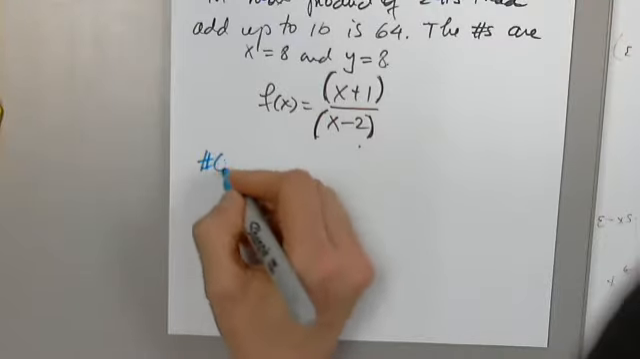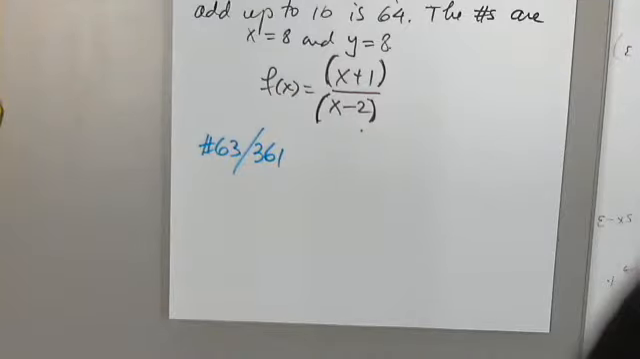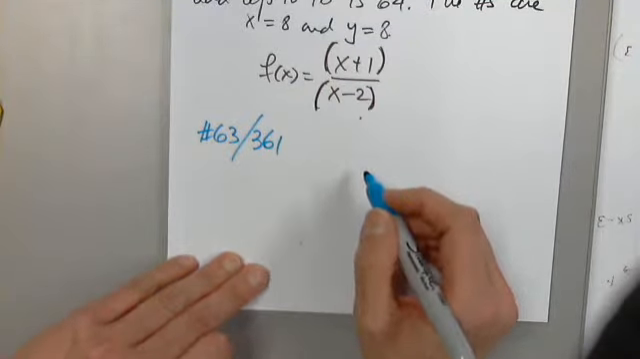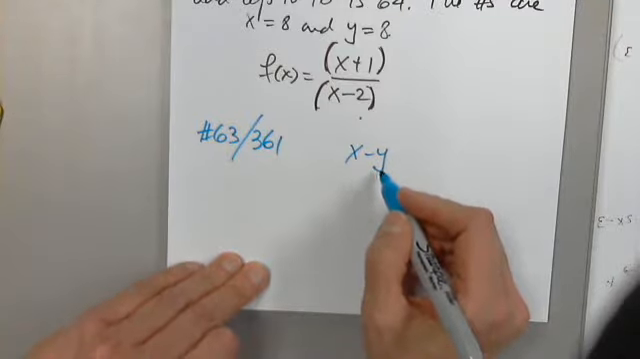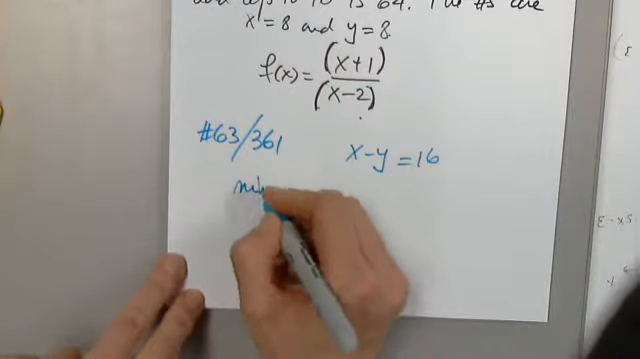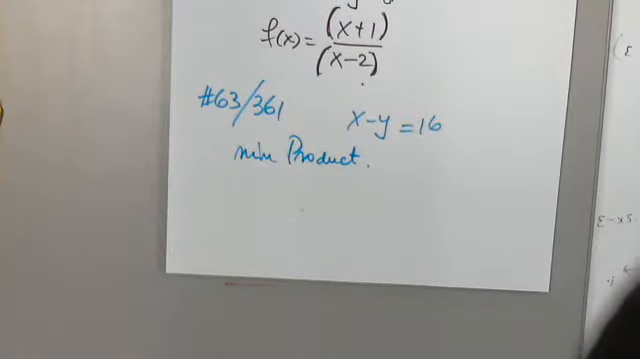So let's look at 63 on page 361. Among all pairs of numbers whose difference is 16, how do I write two numbers whose difference is 16? Find a pair whose product is as small as possible. So min product. Good. So I have the difference of two numbers equals 16.